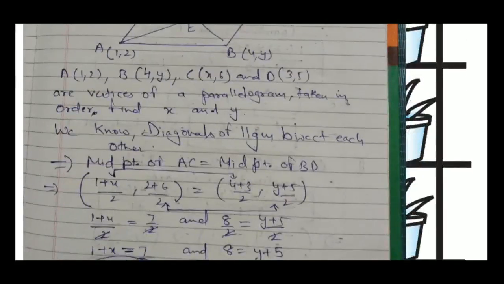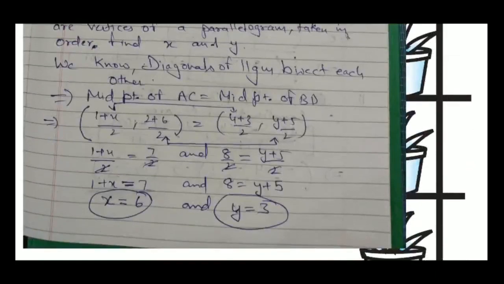Once again, I want to repeat the same line because this step is very important. The midpoint of AC is equal to the midpoint of BD, and here we will use the midpoint formula. On the left hand side, (1 + x) upon 2, (2 + 6) upon 2 is equal to (4 + 3) upon 2 and (y + 5) upon 2.